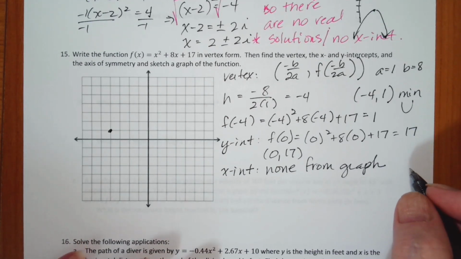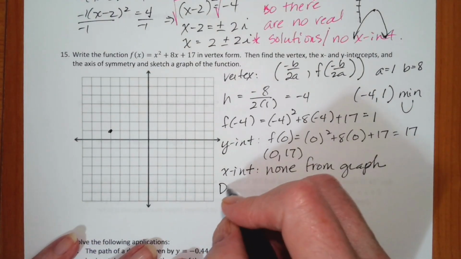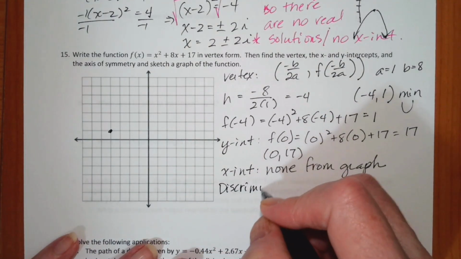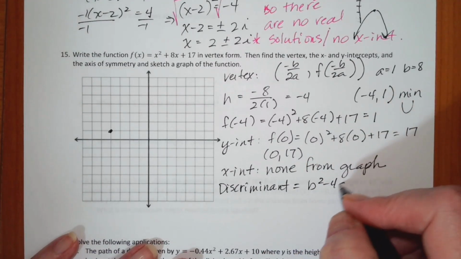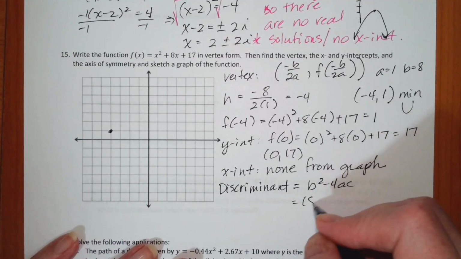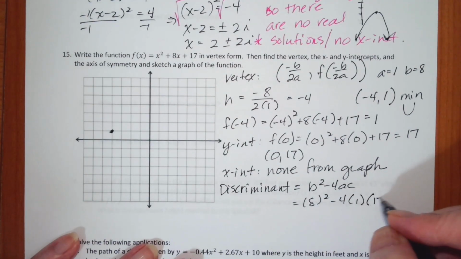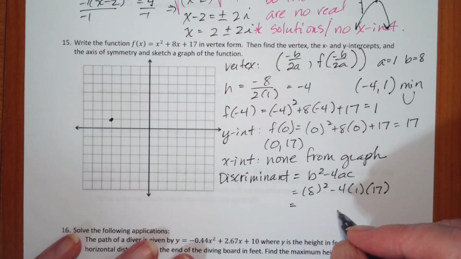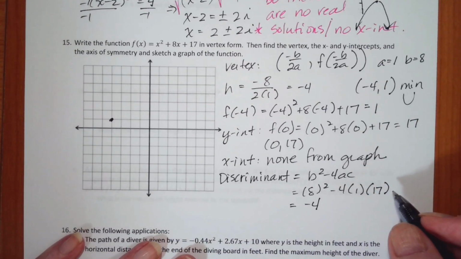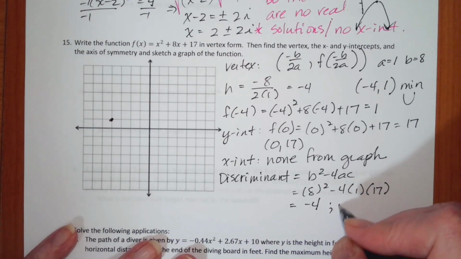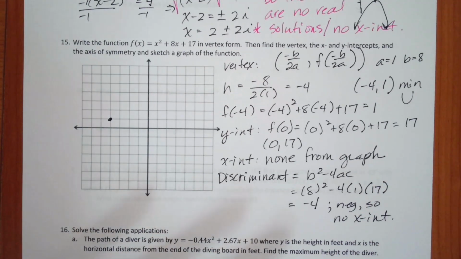Or you can look at the discriminant. Okay, so the discriminant is b squared minus 4ac, which is 8 squared minus 4 times 1 times 17, which gives me negative 4. This is negative, so no x-intercepts. Again, all of this ties in together.